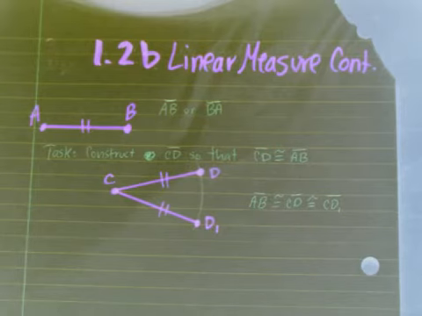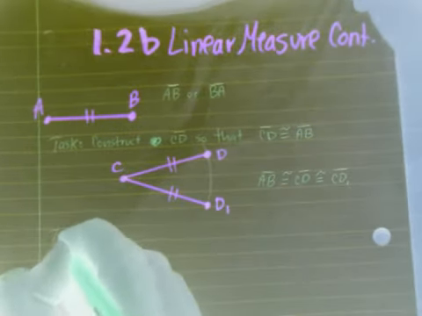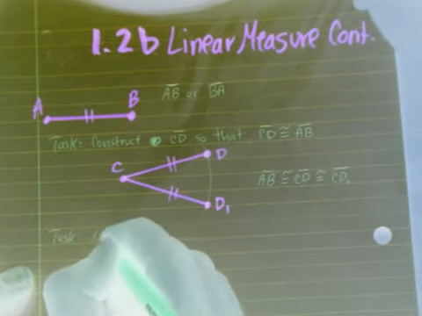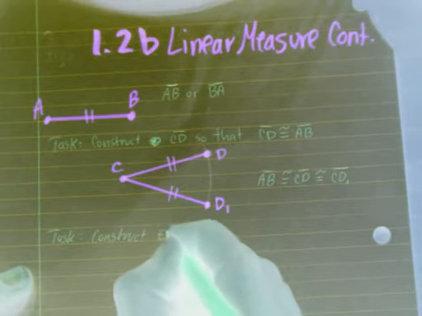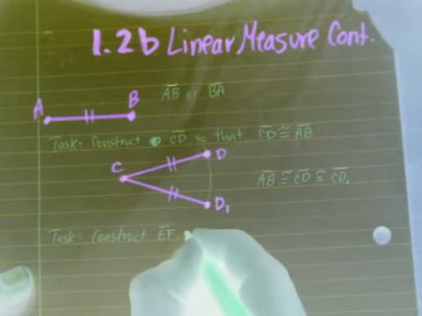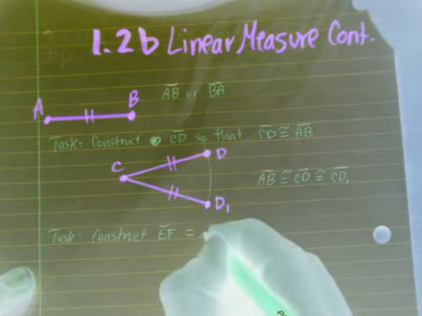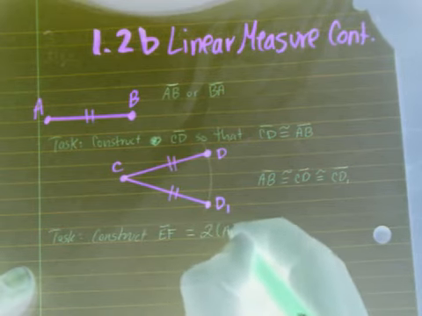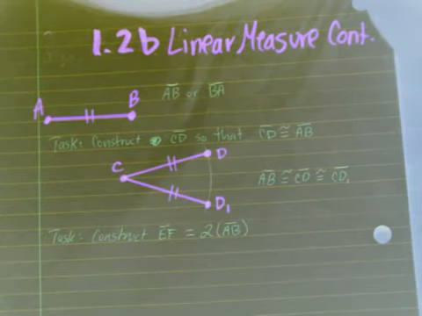Now, if you wanted to construct a segment, let's say that we wanted to construct a segment, and you're going to have to do this. Task, construct, let's say segment EF, so that EF is not congruent to, it's actually equal to 2 times the measure of segment AB. So that means twice as long.